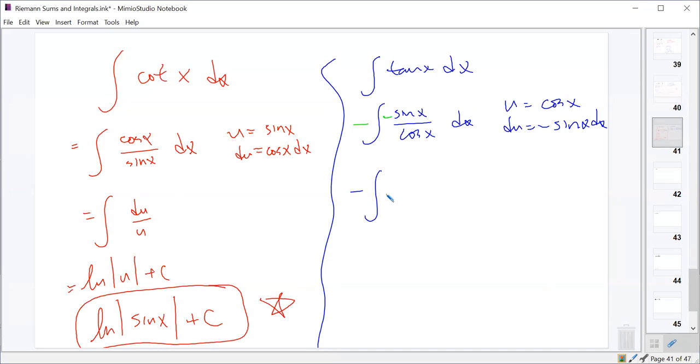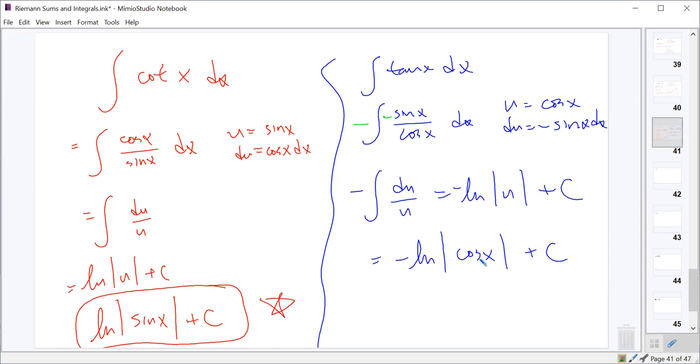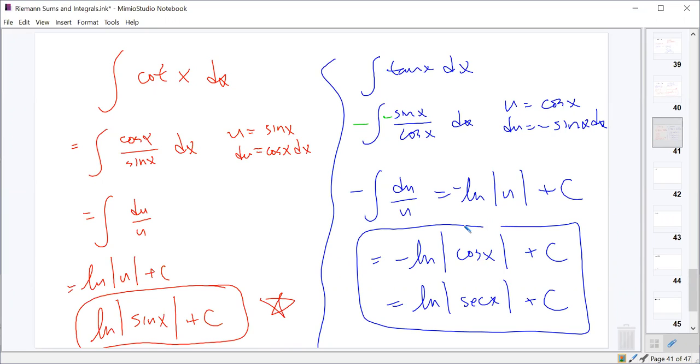We'd end up with the opposite of the integral of du over u, which would be negative natural log absolute value u plus our constant, or negative natural log absolute value cosine x plus a constant. Or we could also call this natural log absolute value secant x plus a constant. Those are our antiderivatives of tangent; either one would be good.